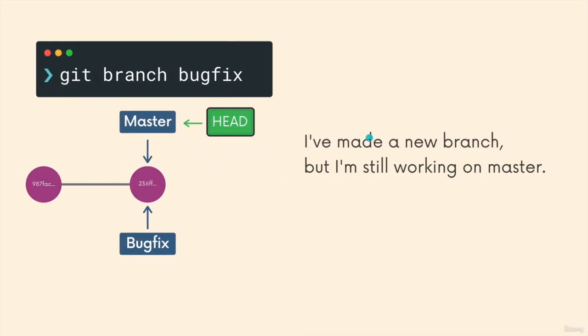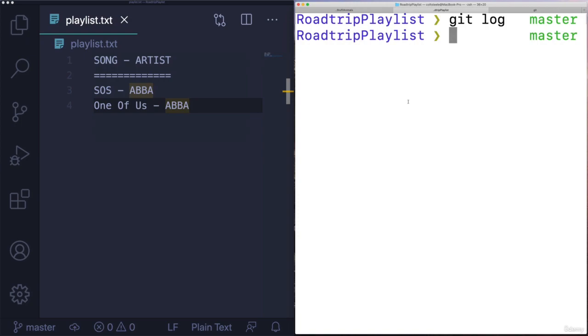So to make a branch, git branch, and then a branch name. So let's make that oldies branch.